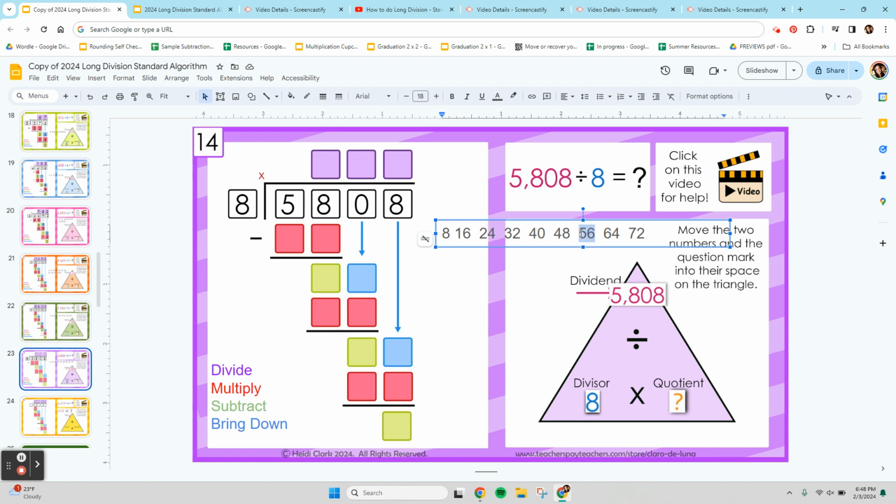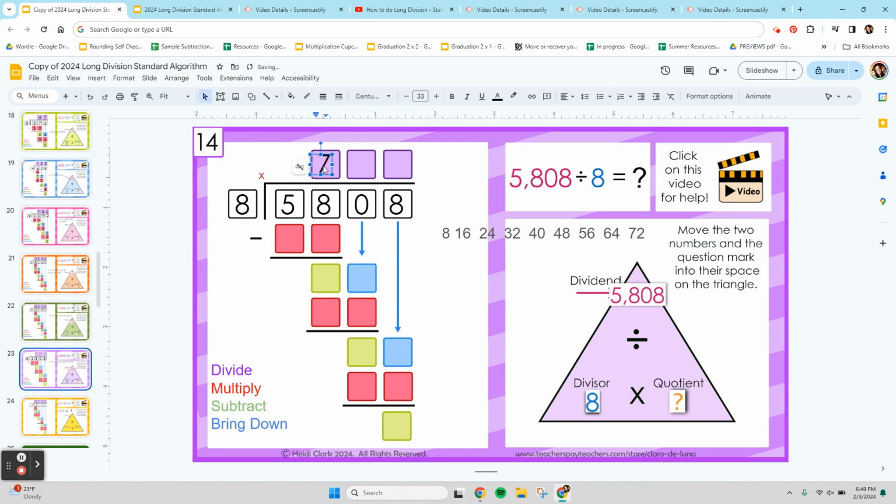We got to 56. The question is, 8 times what got us to 56? How many 8s did we do? 1, 2, 3, 4, 5, 6, 7. 8 can fit into 58 7 times.